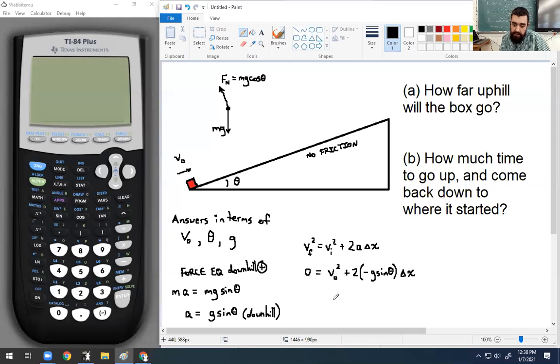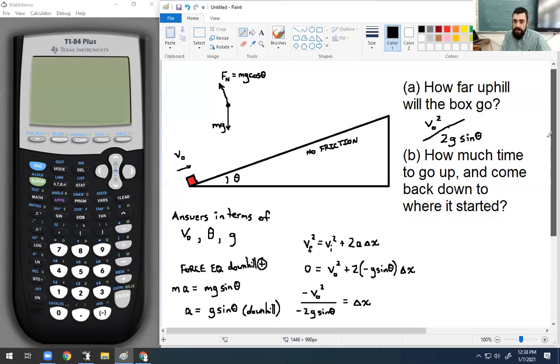Okay, so now I solve this equation for delta x. So I'll move v initial to the left side. So v initial squared, and that's a negative, divided by negative 2 times g times sine of theta. I see that these negatives are going to cancel. Okay, so the answer is, how far will the box go up the hill? v0 squared divided by 2 times g times sine of theta. And that's the answer for part A.